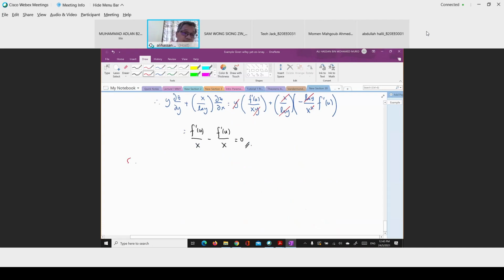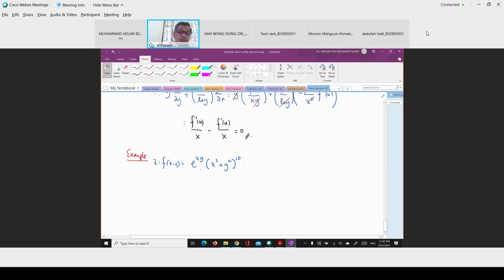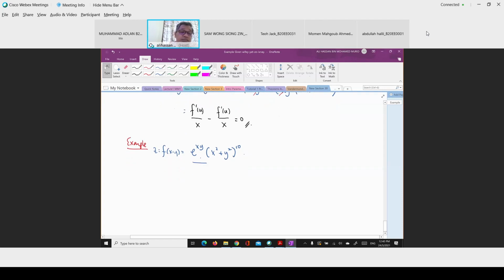Okay, let's look at another example. Suppose you are given this function f(x,y) equal to x cubed minus x cubed y minus xy cubed. Maybe I use this one here instead: e to the power of xy times x squared plus y squared to the power of 10. Find f partial x.